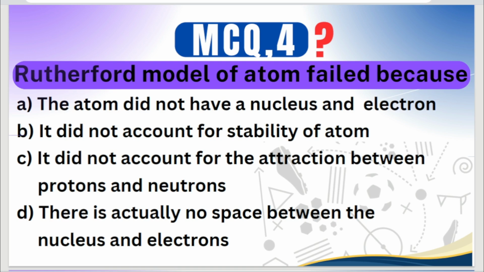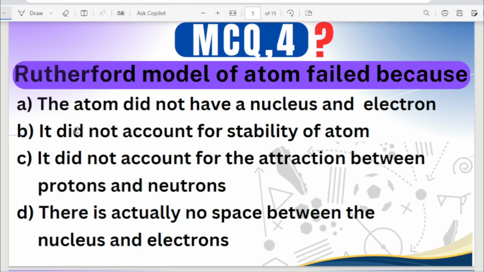So option B, it did not account for the stability of the atom, is the most relevant, because in the Rutherford atomic model the electron must emit energy continuously. As a result, the electron will move in a spiral path and fall into the nucleus, but this does not actually happen. Therefore, the whole atom would not collapse as according to the theory. Hence, the Rutherford model does not account for the stability of the atom. So the right answer to this question is option B, it does not account for the stability of the atom.